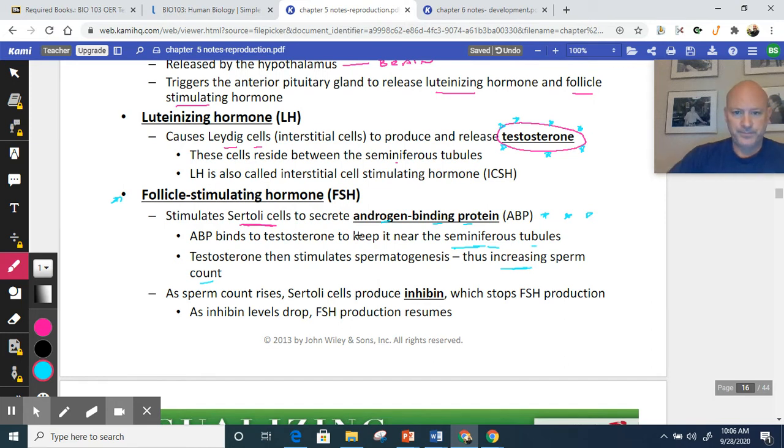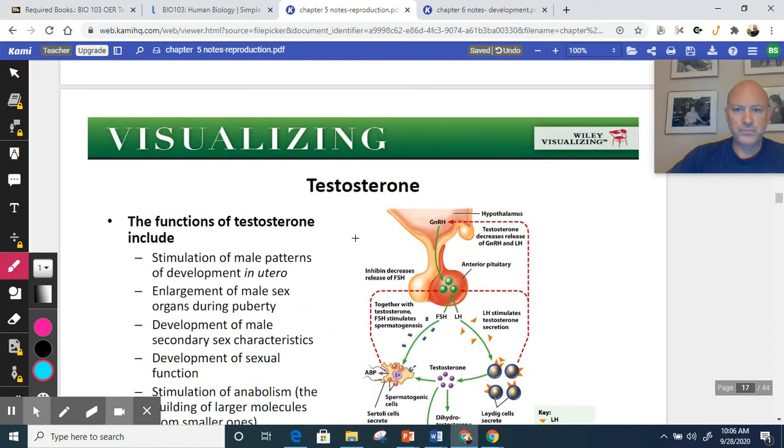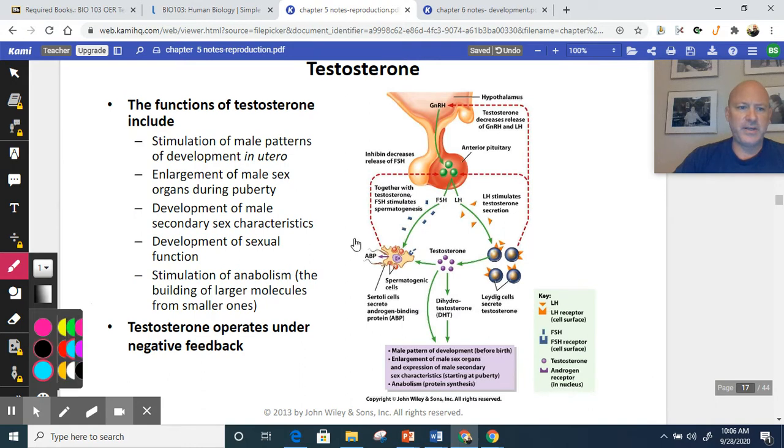All right. So we have what's called a negative feedback mechanism here. It begins in the hypothalamus, producing gonadotropin releasing hormone. That's going to stimulate the front side, this is the front side, this is the back side of the pituitary gland, the front side of the pituitary gland to release two hormones.